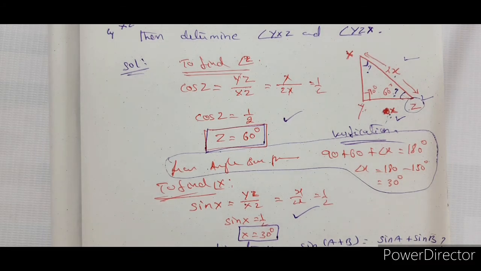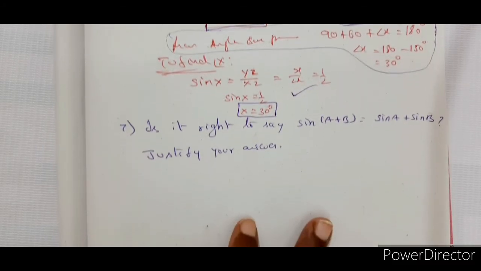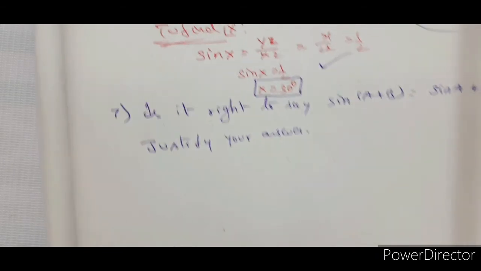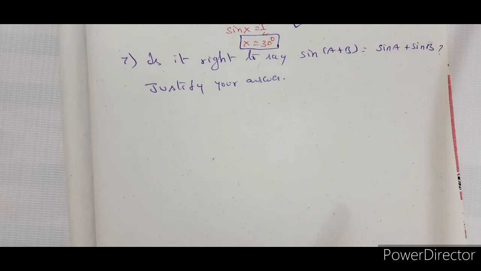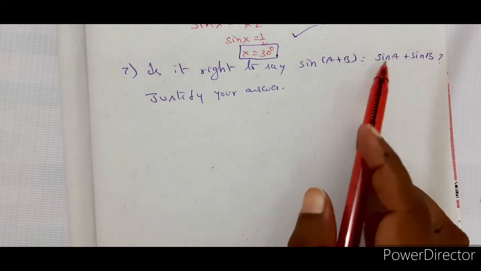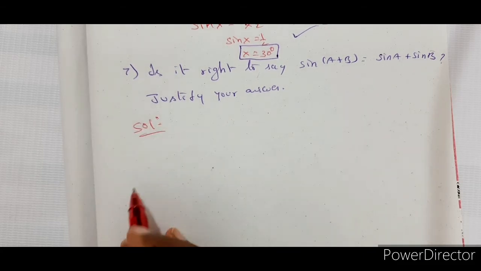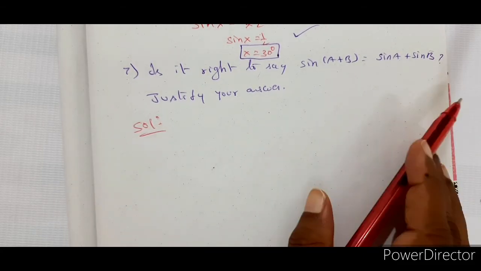Okay. So now 7th one. Is it right to say sine of a plus b is equal to sine a plus sine b? Justify your answer. Very easy. I am not taking any triangle or anything.